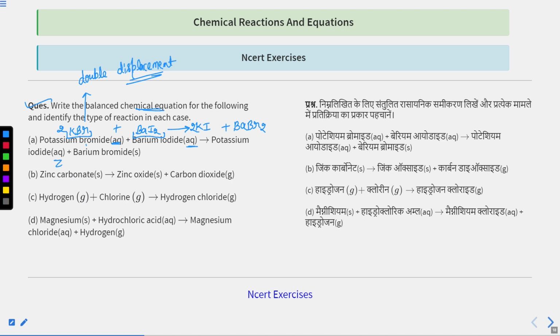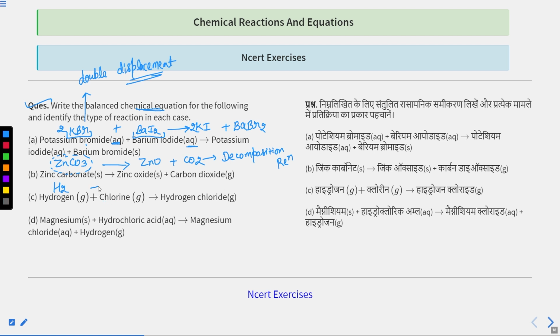Next reaction is zinc carbonate, ZnCO3 solid. We are heating it and it will form zinc oxide plus carbon dioxide. The word heat is not written here, but you know very well decomposition reactions are generally endothermic, and this reaction is also endothermic. So when you are heating zinc carbonate, it will form zinc oxide plus carbon dioxide. A single reactant is giving multiple products. Definitely it is a decomposition reaction.